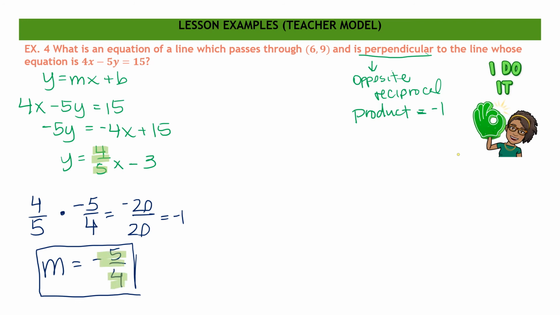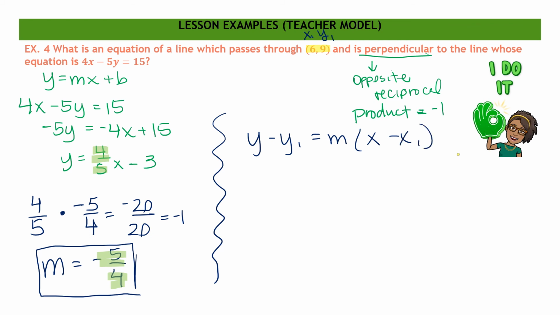So we have our slope of -5/4, and we have our point of (6, 9), and that's our x1, y1. Since I have a point and a slope, I'm going to use the point-slope form, and I'm just going to plug the information into my formula. So y minus y1, which is 9, equals m, which is -5/4, times the quantity of x minus x1, which is 6.